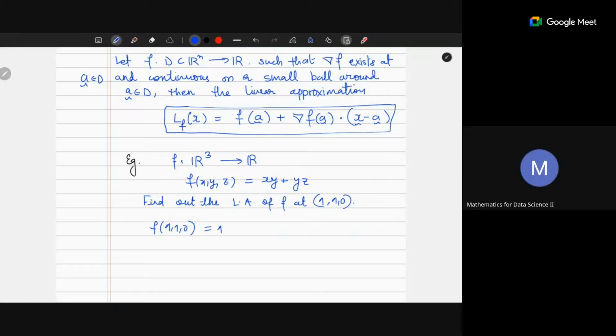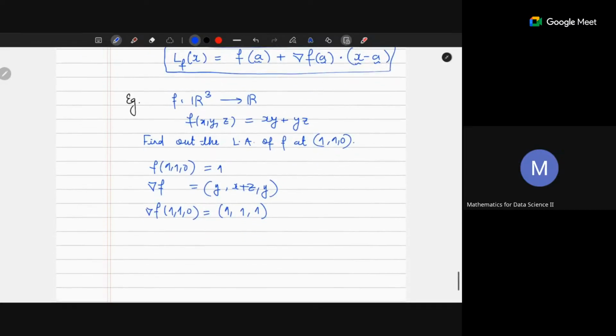It is 1, right? Now what is the gradient of f? Gradient of f is y, x plus z, y. Correct. This gradient looks continuous, right? This is a continuous function, so I can have this approximation. Now evaluating this value at the point, I will obtain 1, 1, 1, right?